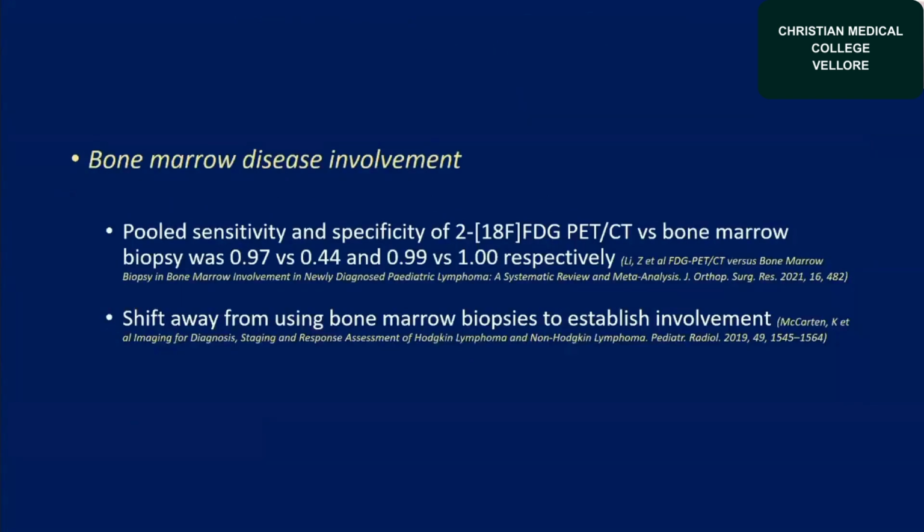Just a word on bone marrow disease involvement. We find that the pooled sensitivity of FDG in picking up a bone marrow involvement is quite high, as equivalent to that of a bone marrow biopsy. However, the specificity is low. So this has caused a shift away from using bone marrow biopsies to establish involvement. Just doing a PET-CT would suffice in some of the cases.